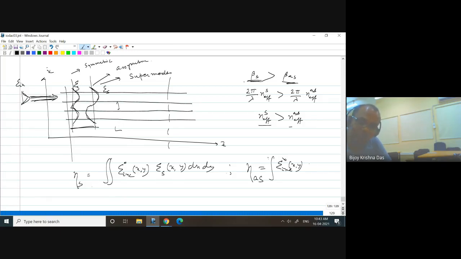We can write that always, and then E_AS xy dx dy. Now looking at the profile, I can easily say that whatever value you get here, you will get the same value here for symmetric and antisymmetric. So if I have 1 watt incident power, and there is no coupling loss, everything is transferred to these two modes, then the symmetric mode will have 0.5 watt and the antisymmetric mode will have 0.5 watt. So they will be equally divided between the two modes if you are launching in the first waveguide, right?